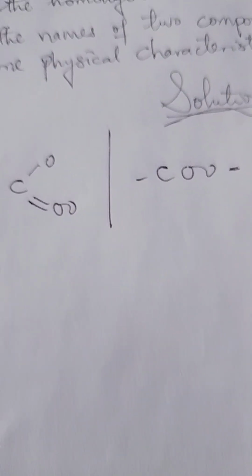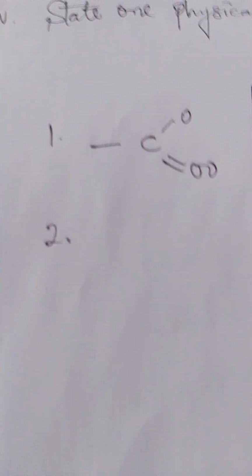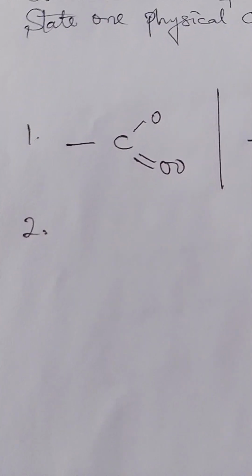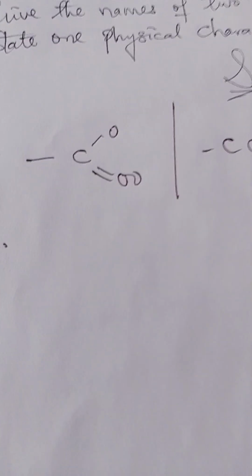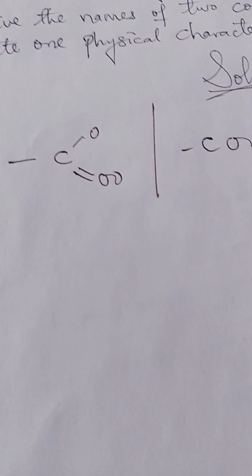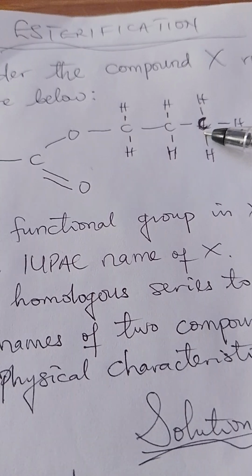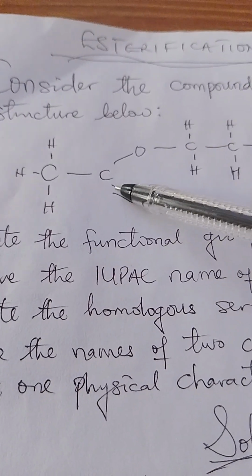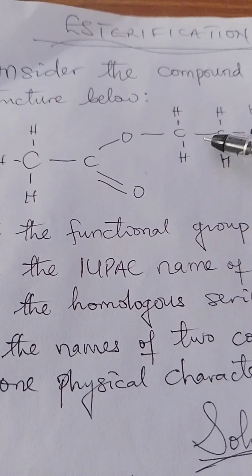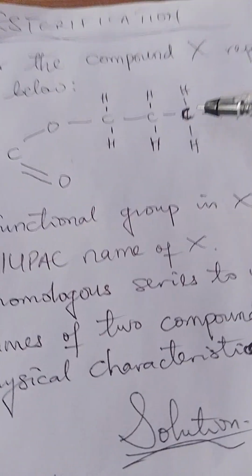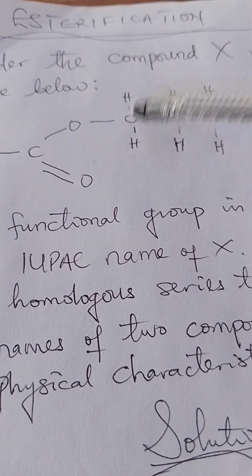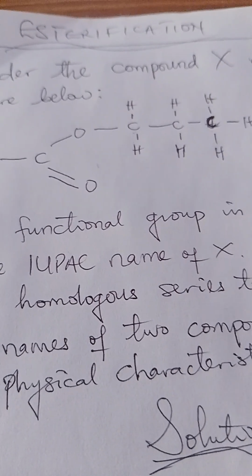The next one says give the IUPAC name of X. In naming an ester, you have to name this second part first, then end it with this first part. When I want to answer question 4, I will tell you more about that. So in this second part, how many carbon atoms do you have? 1, 2, 3, and 3 has to do with prop, isn't it? And so in this case we call it propyl.